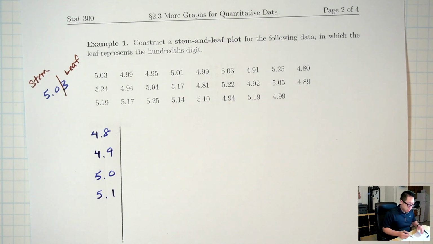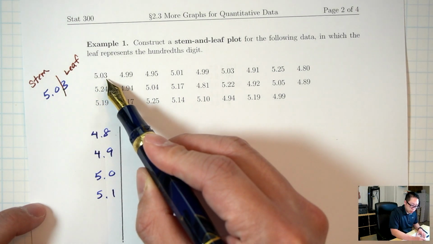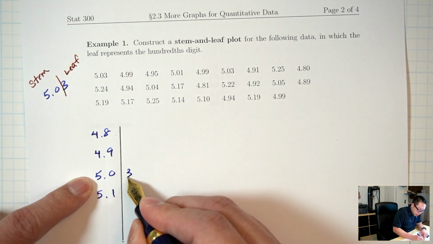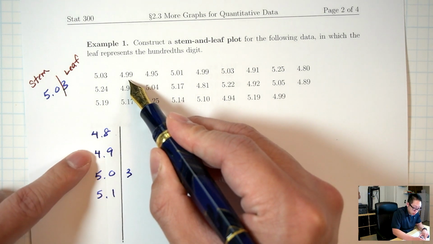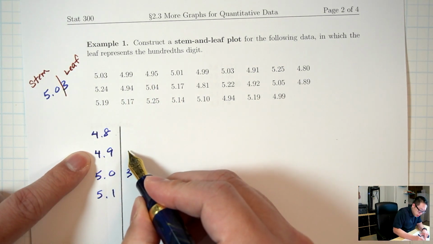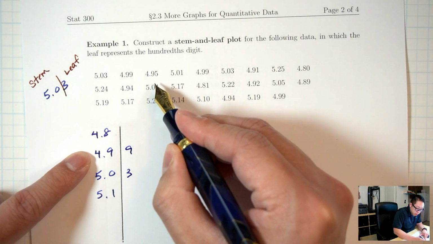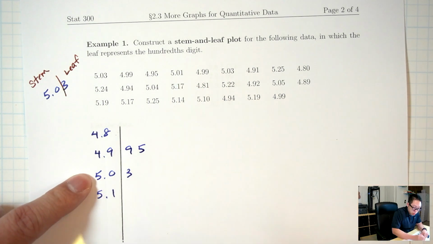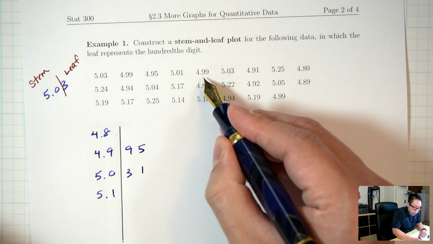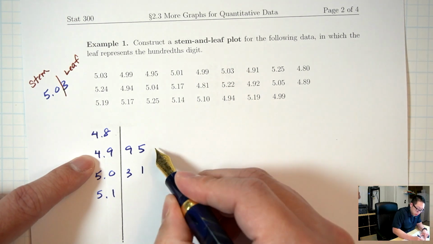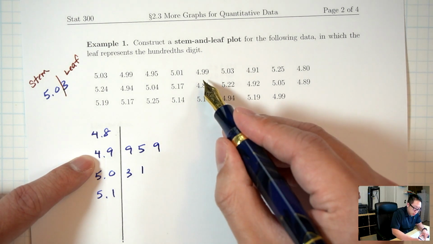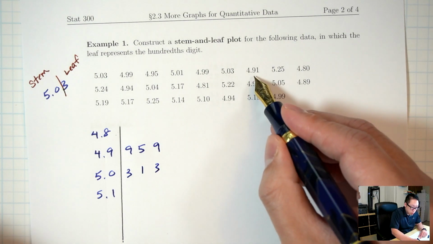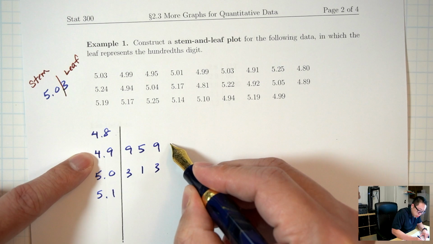Okay, so going through my data, 5.03 should go with the 5.0, and then we just write down the leaf, the very last digit. 4.99 goes with the 4.9, writing just the very last digit. 4.95 goes with the 4.9. 5.01 goes with the 5.0, and we'll just write down the 1. 4.99 goes with the 4.9. 5.03 goes with the 5.0, and we write down the 3. 4.91 goes with the 4.9, and we just write down the 1.